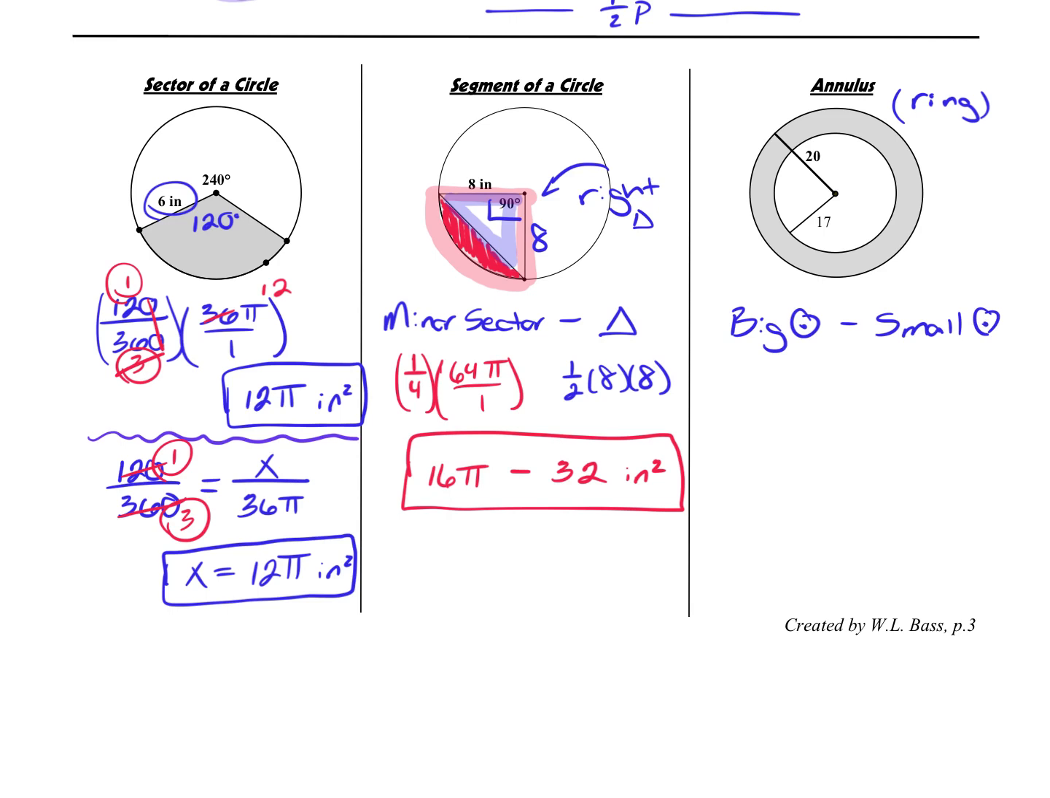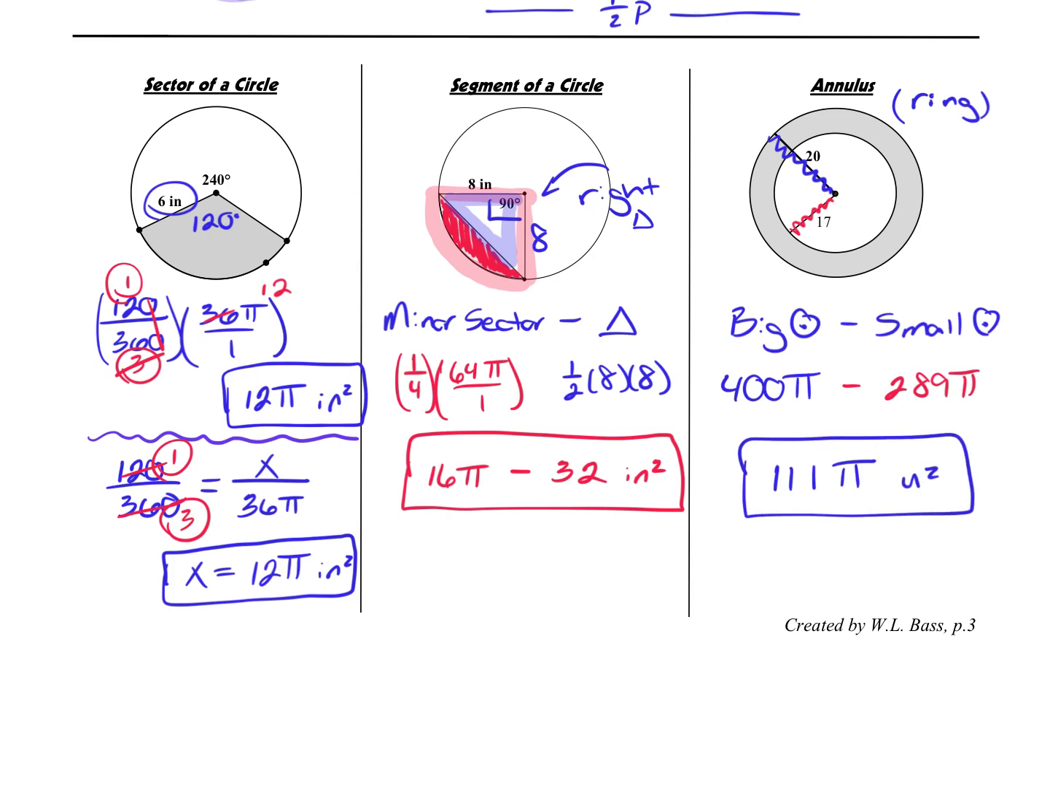The area of my big circle, I can see that its radius is 20, so its area is 400 pi. The area of my small circle, its radius is 17. Its area then is going to be 289 pi. These are like terms, so we can actually just subtract them and get our final answer of 111 pi. And we don't have a unit this time, so we're going to say units squared. Okay? Now we are going to do even more variations of these, but these are the 3 basic ones of our shaded regions, and everything kind of comes back to some version of this.